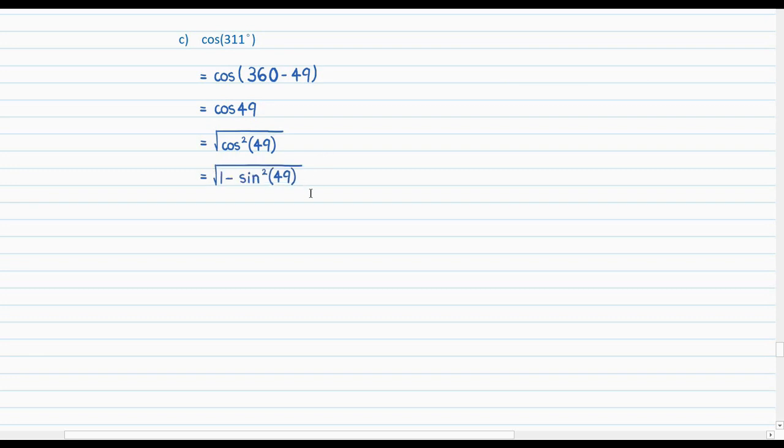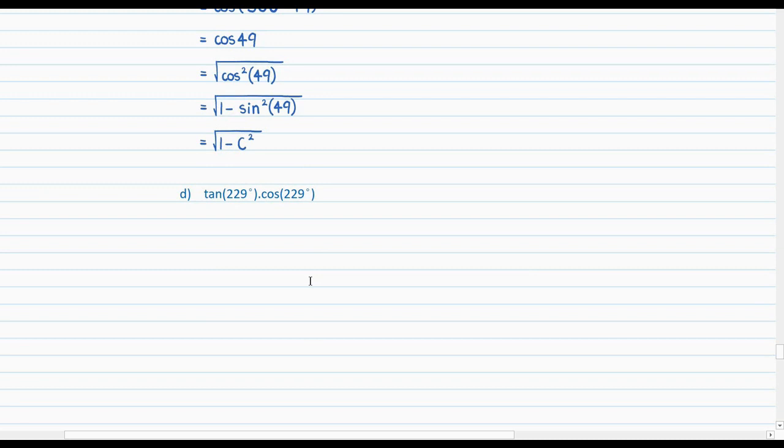And since we know that sine 49 is C, we can rewrite this as the square root of 1 minus C squared. And that's the solution. And for part D, we have tan 229 degrees times cos of 229 degrees. And by the way, this dot in between just means multiplied. It's just used to show that tan 229 and cos 229 are separate functions.